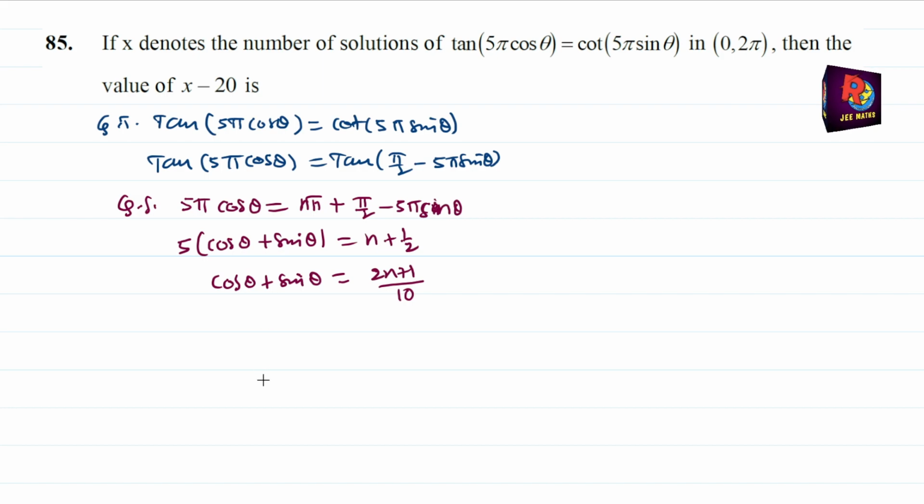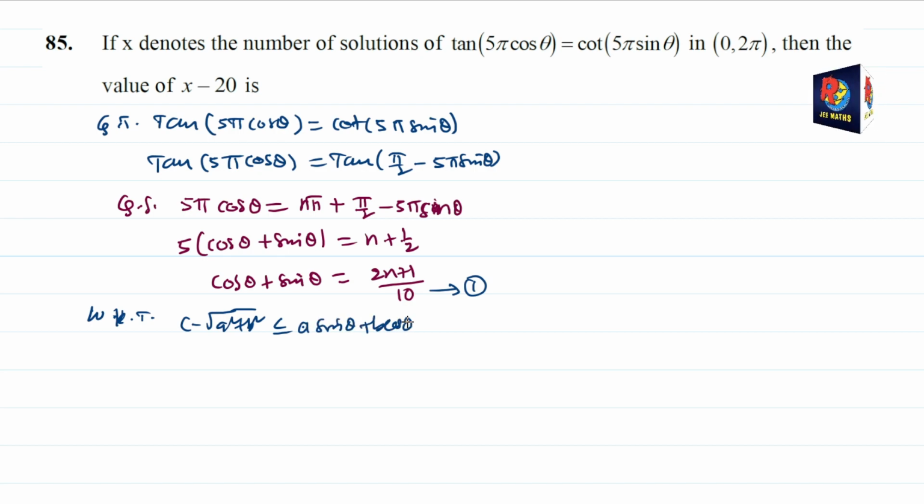So same concept we need to use. We know that using this formula sin theta, let us assume that this is the equation 1. We know that c minus root over a square plus b square is less than or equals to a sin theta plus b cos theta plus c is less than or equals to c plus root over a square plus b square.